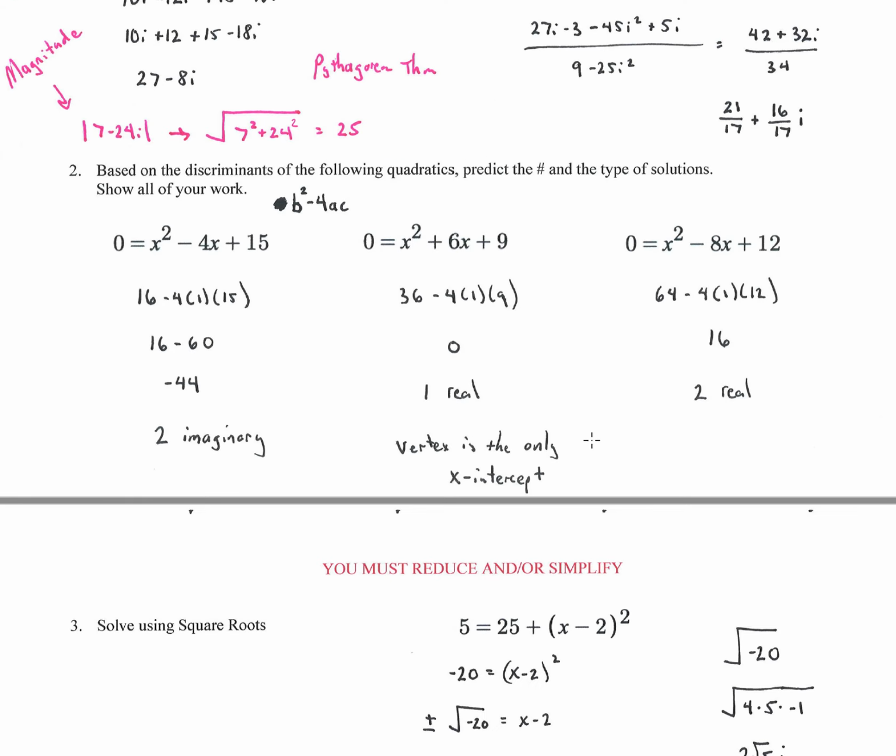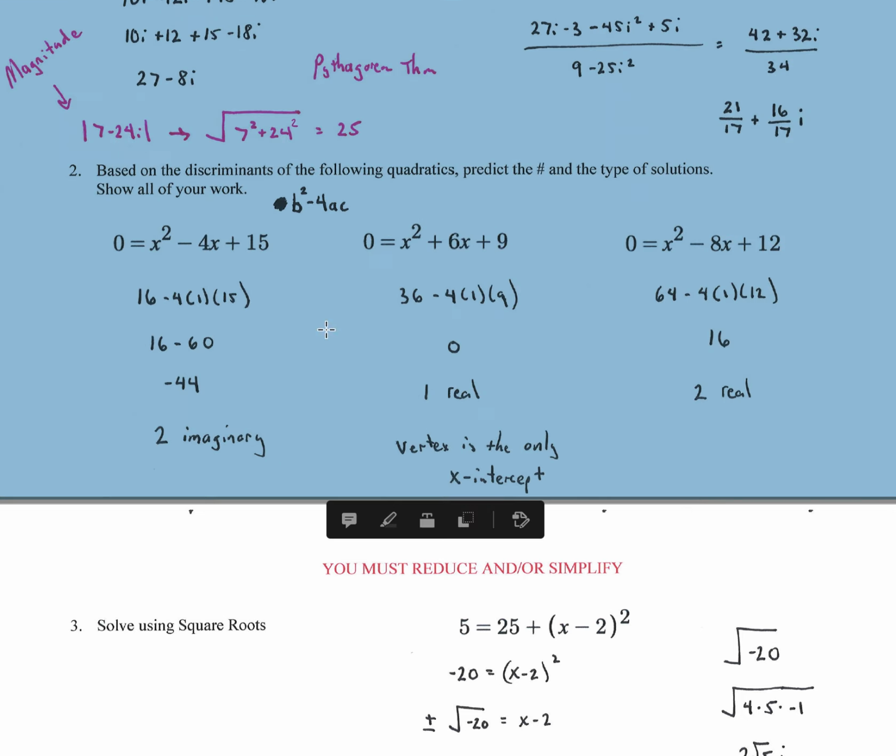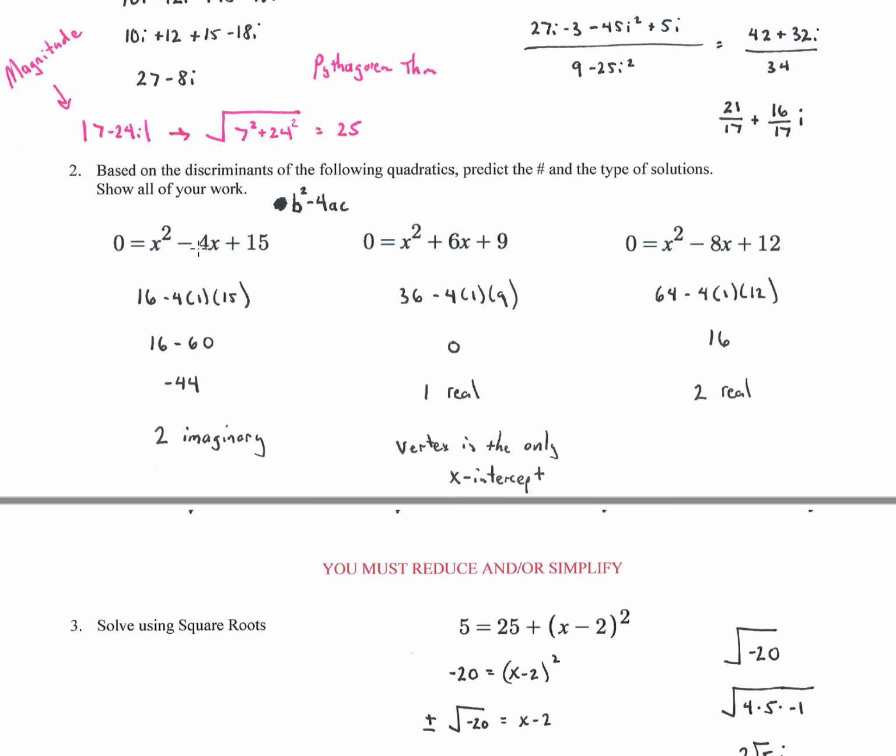All right. Next question, we have to be able to look at the discriminant. This is the discriminant. It's what's under the square root in the quadratic formula. And we know that if the discriminant is negative, that means we're going to end up with 2 imaginary solutions, because we're going to end up with a plus or a minus the square root of a negative, which we know has an i in it. So we get 2 imaginary.